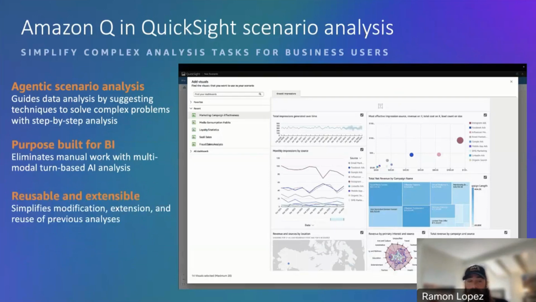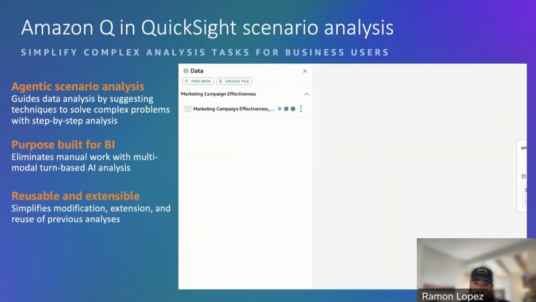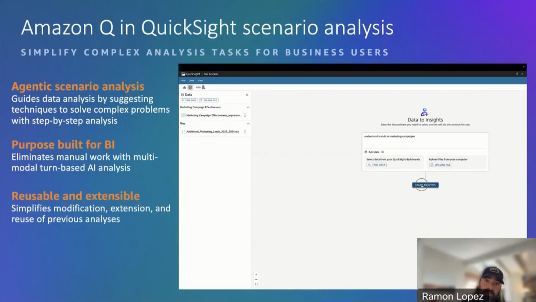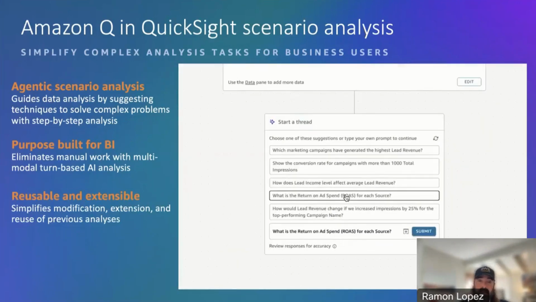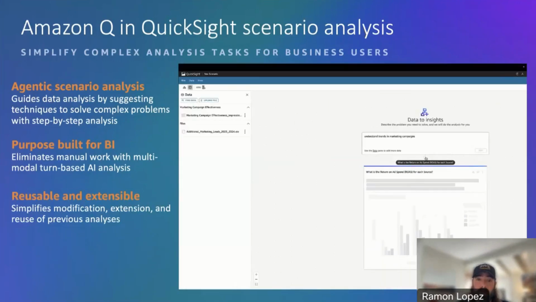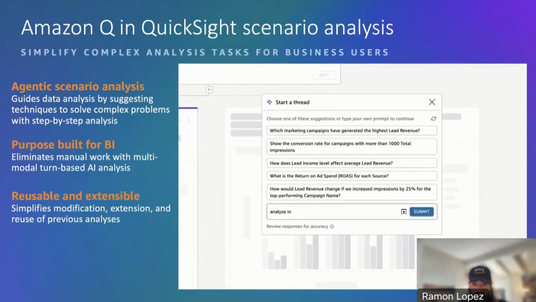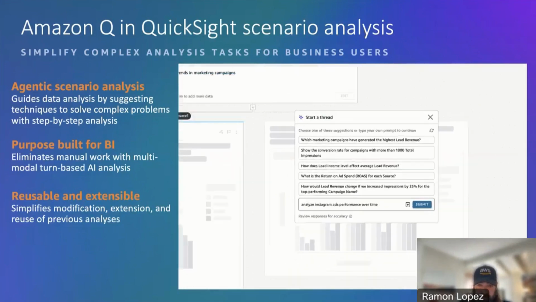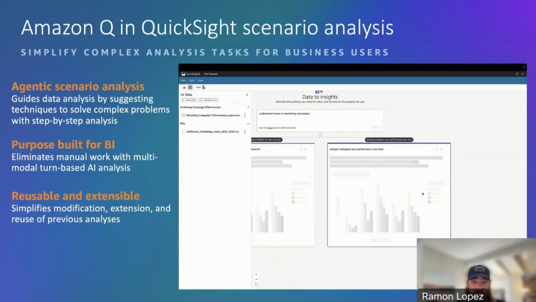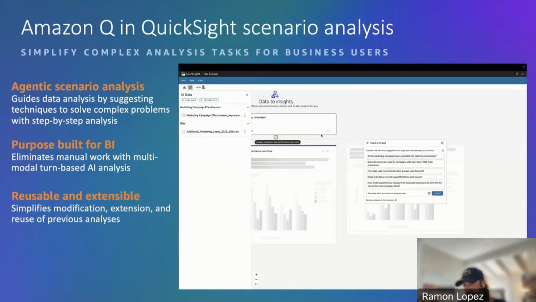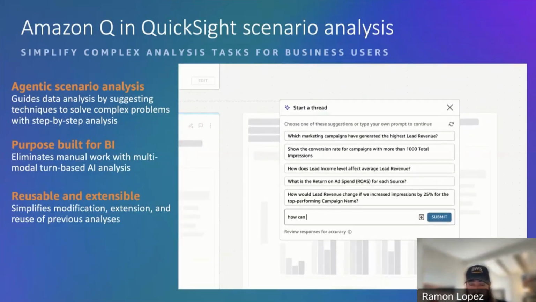So all these capabilities are nice. I'm going to focus and hone in on something that is launching today. It's called QuickSight Scenario Analysis, and it's really an agentic way to empower any business user, any person that has access to data in QuickSight to ask questions and have AI answer back in a very, very detailed, complex way.